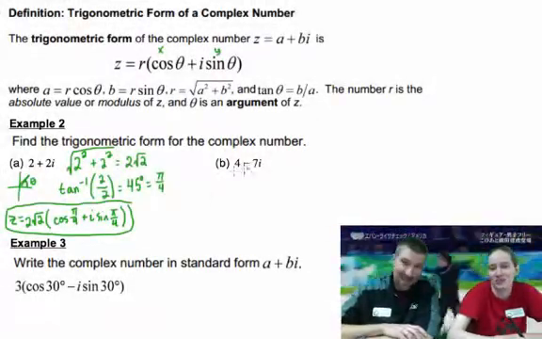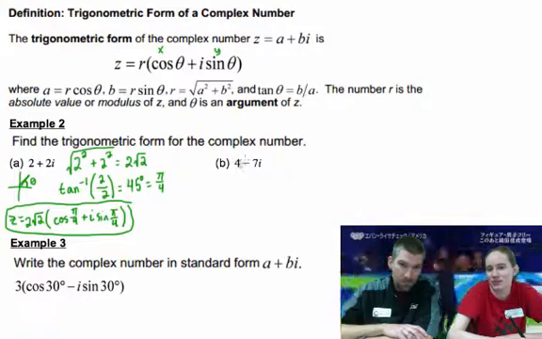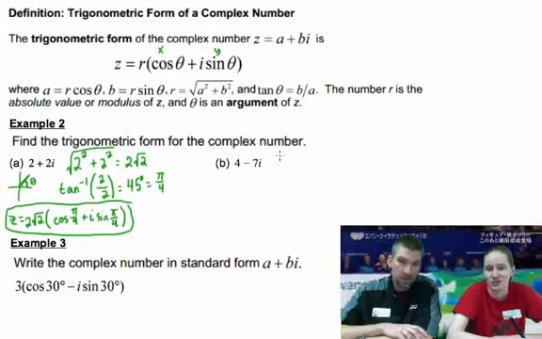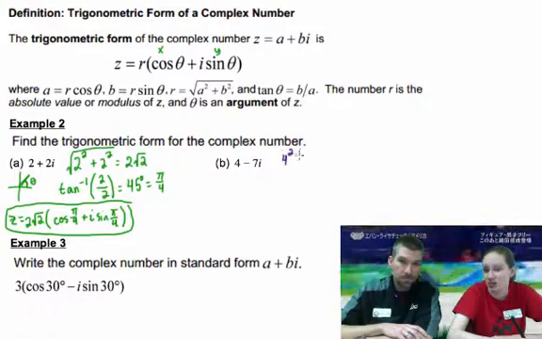So part B, now this one we're not going to be able to use the unit circle for, because 4/7, that's not a ratio we see on the unit circle. No deal there. So start off here finding the modulus.